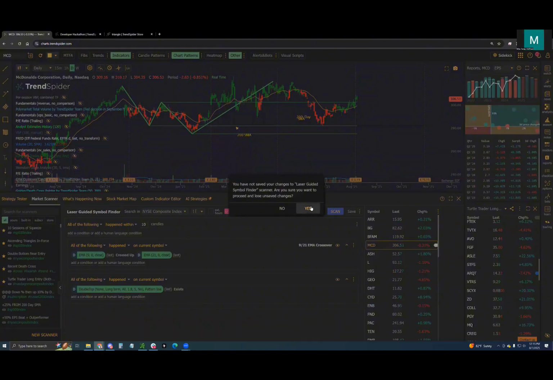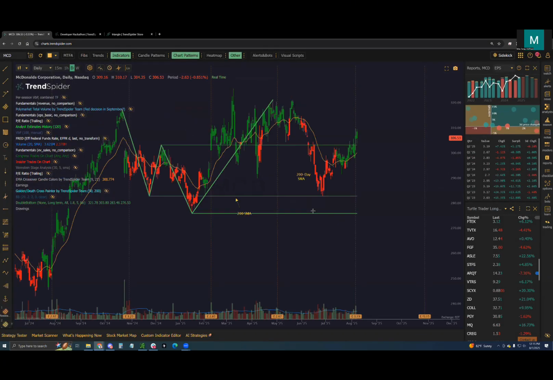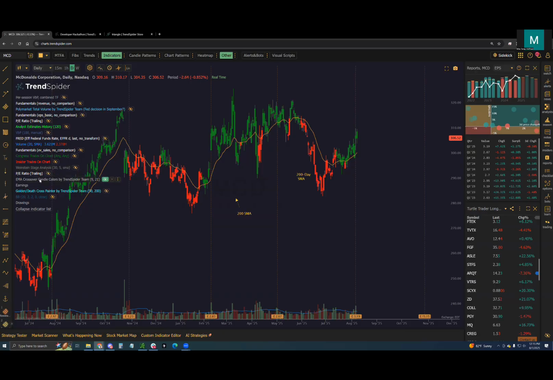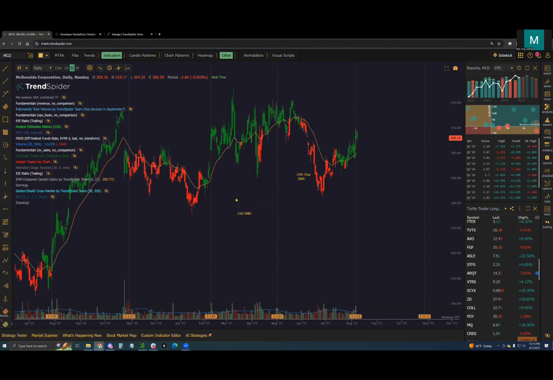I just built that scanner very quickly. As you can see, very customizable in what you can do. And you can even go further. So yeah, very good question, and I think that was awesome to show off. But yeah, I already showed you guys a couple of our custom indicators, the Golden Death Cross Candle Painter, the EMA Crossover Candle Coloring, and how you can use them in the scanner like I just showed you guys. So very cool stuff there.